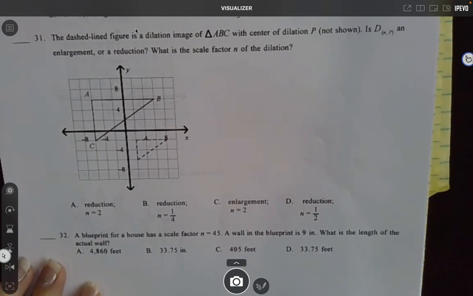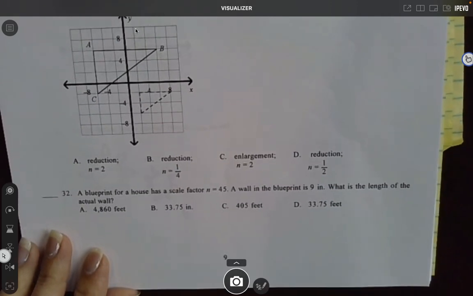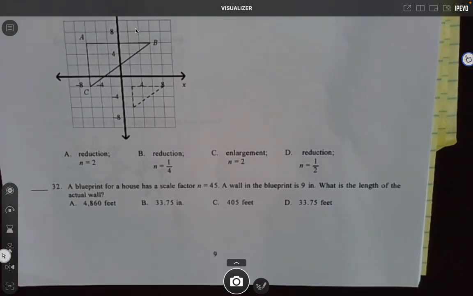All right. Number 32 is on there. It's got a blueprint for a house, scale factor of 45, and a wall in the blueprint is 9 inches. What's the length of the actual wall? You know from the blueprint to the actual wall, it's going to get bigger, right? From the sheet of paper to real life, it will get bigger. And if your scale factor, that means you multiply. So what is the 9 times 45?